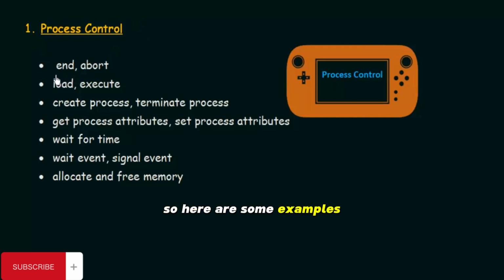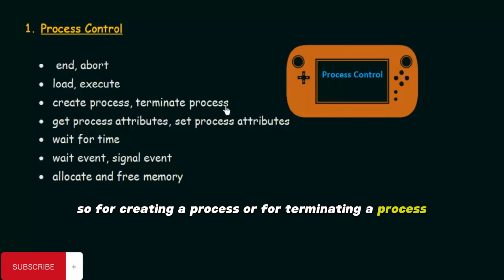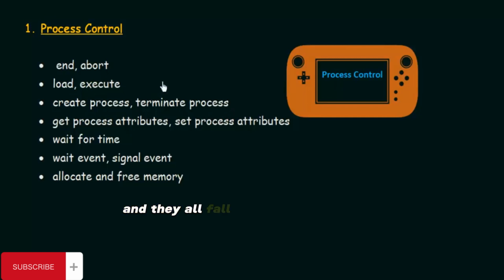So here are some examples. We have end or abort. By end we mean to end the process in a normal way when it completes its execution. And by abort, we mean to halt that process when it encounters an error. Then we have load and execute. By load we mean to load a process, and execute means to execute a process. Then we have create process and terminate process. For creating a process or terminating a process, we also need system calls, and they all fall under this category of process control system calls.